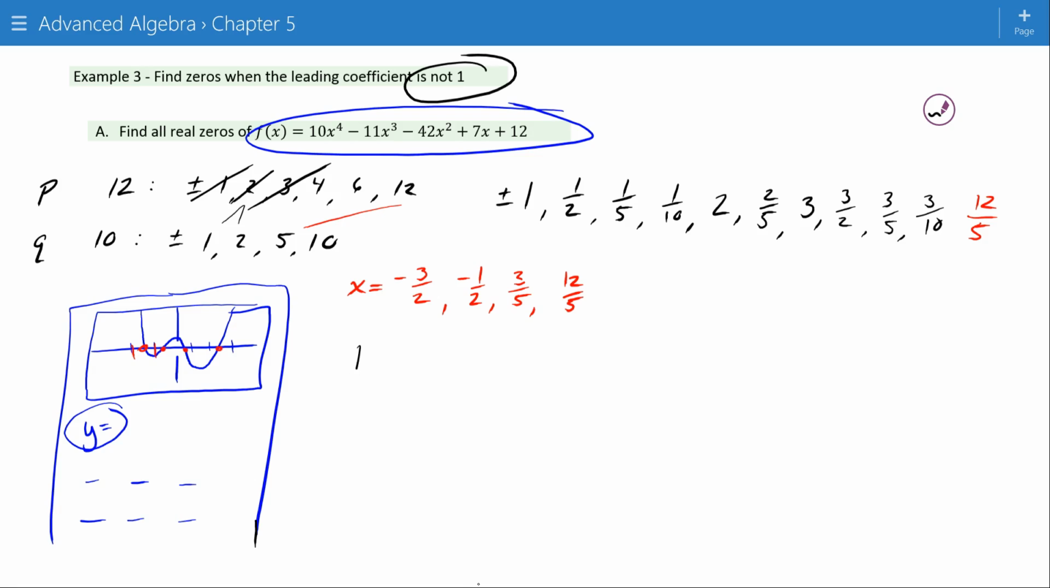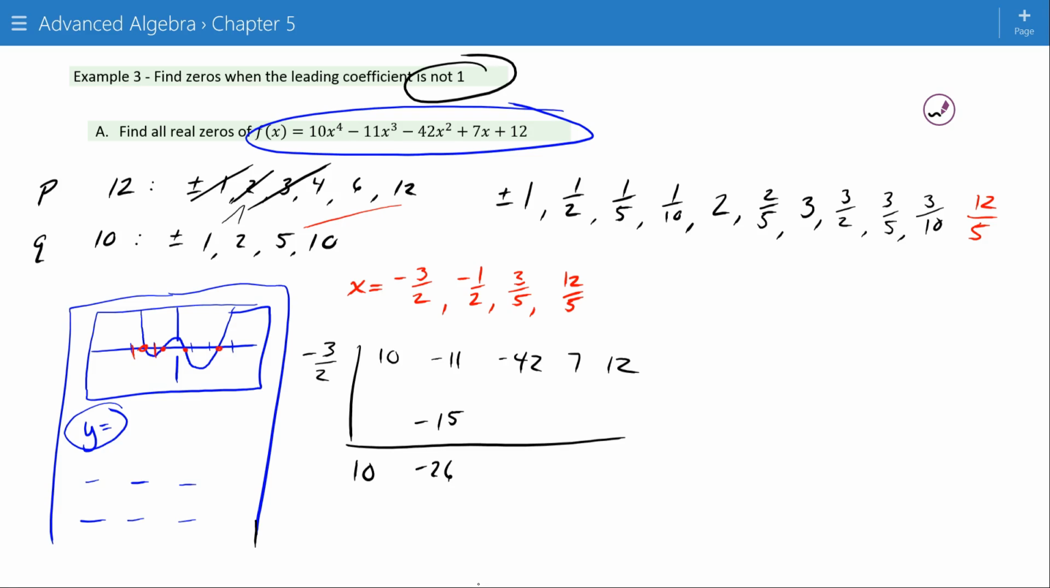So we're going to use synthetic, and the synthetic can get a little weird because we're dealing with fractions, but it's perfectly fine. All right. We're going to list off all our values: 10, -11, -42, 7, and 12. We're going to plug in -3/2. Drop the 10 down, multiply -3/2 times 10, which will give you -30/2, which reduces to -15.